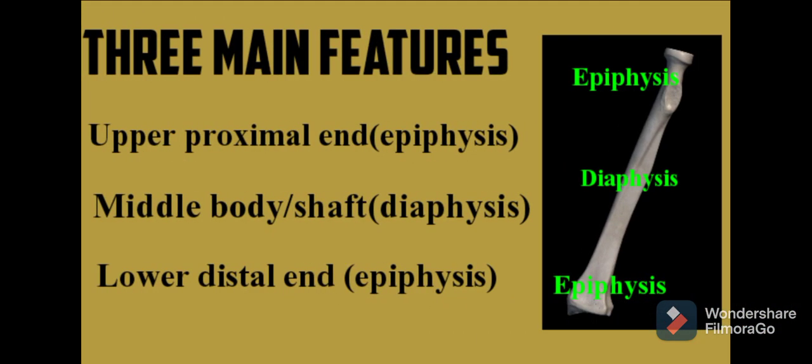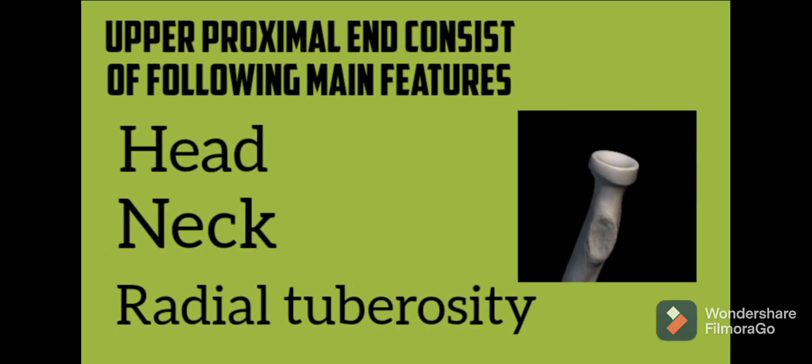The forearm radius bone is divided into three main parts. The upper proximal end is epiphysis, the lower distal end is also epiphysis, and the middle part, which is called the body or shaft, connects the upper and lower end of the radius. The upper end of the radius consists of three main features. One is the head, second is the neck, and third is the radial tuberosity.